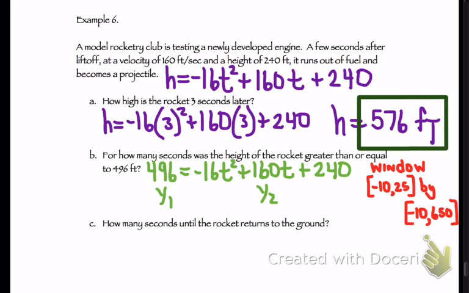If you take a look, let's hit window. What I did was x min negative 10. I did my x max as 25. My y min negative 10. My y max 650. If I hit graph, now I see that entire parabola. I see where it goes up. I see where it comes back down and hits the ground.